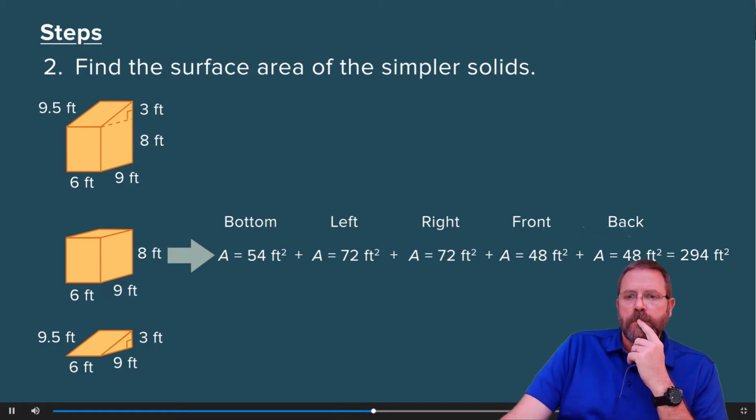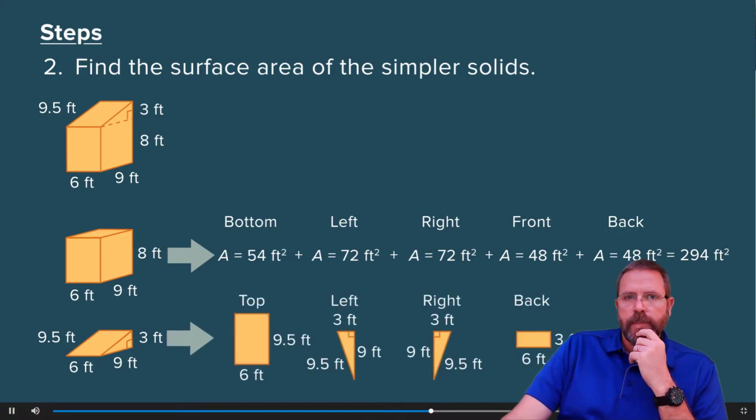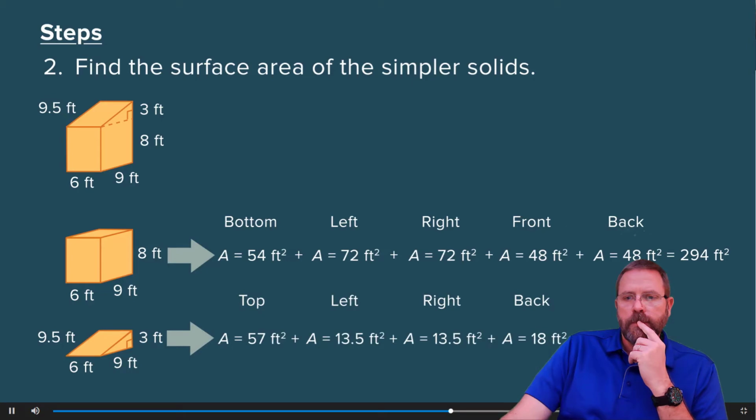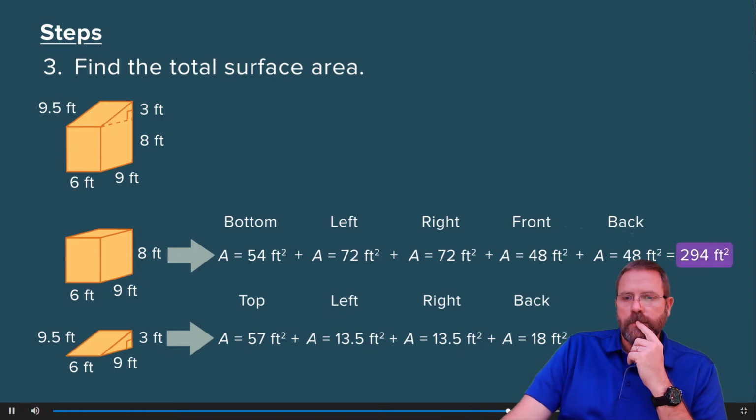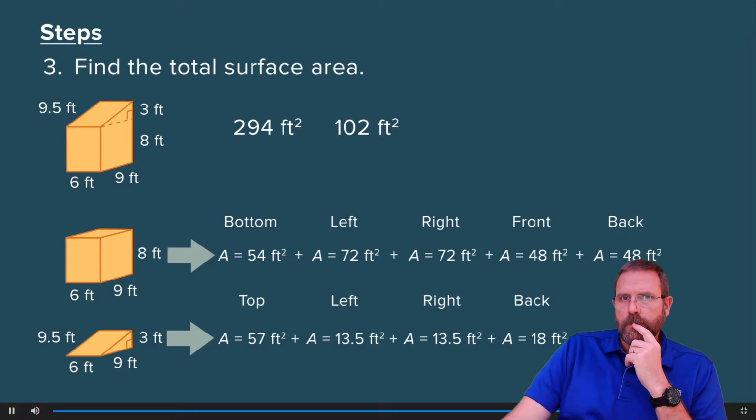The second solid is a triangular prism. Since the bottom is not in the original figure, find the areas of the remaining surfaces. Then find the sum of the areas to find the surface area. The surface area of the first simpler solid is 294 square feet. The surface area of the second simpler solid is 102 square feet. So the total surface area of the composite figure is 294 plus 102, or 396 square feet.